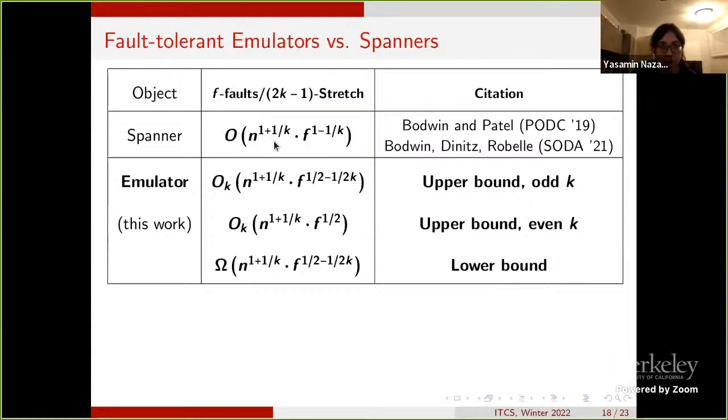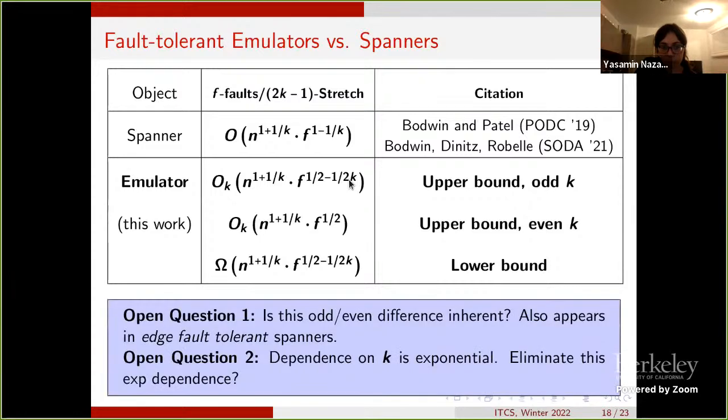Fault set size F. In particular, we showed that we can get emulators that are sparser by at least a factor of roughly square root F. But in the case of odd K, we can even go further and show a lower bound that basically says that our bounds are optimal with respect to this number of faults F.